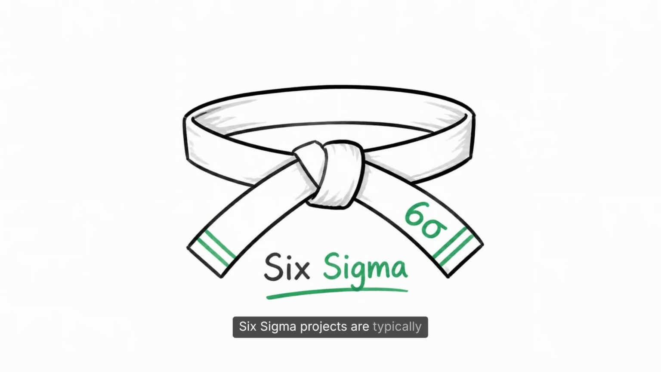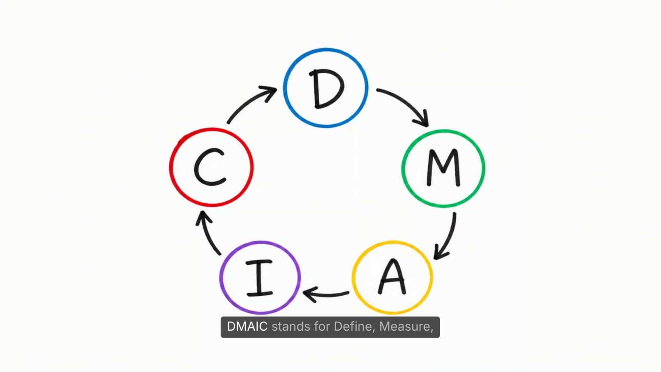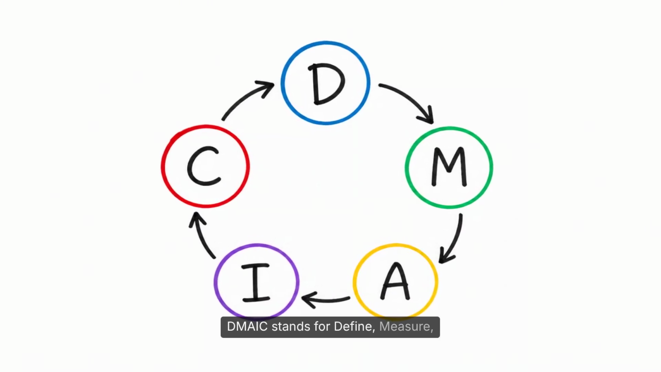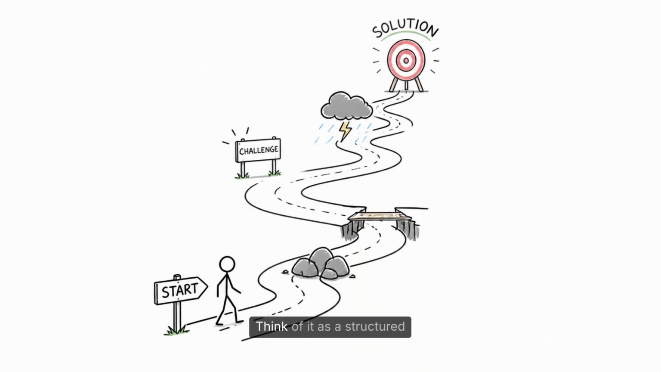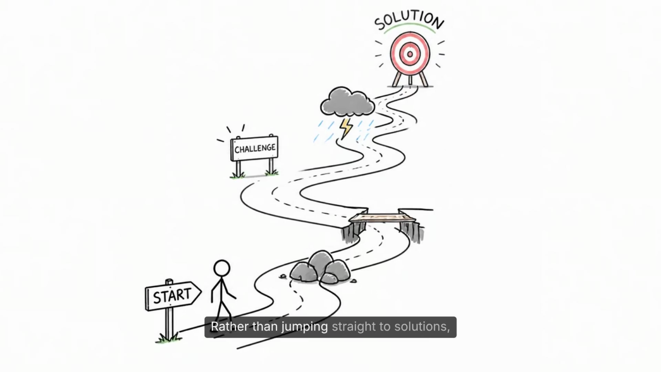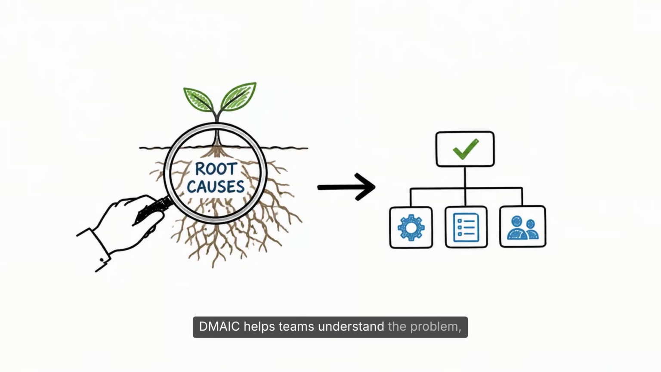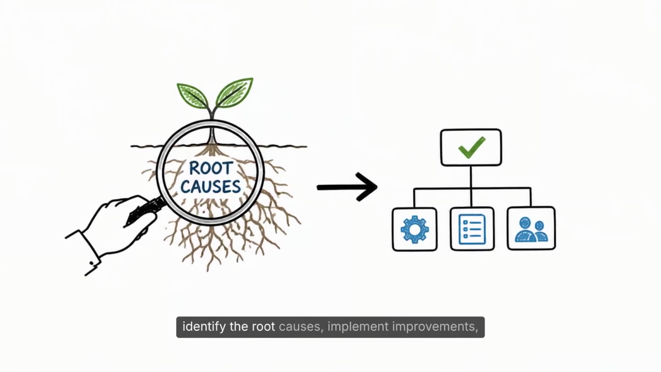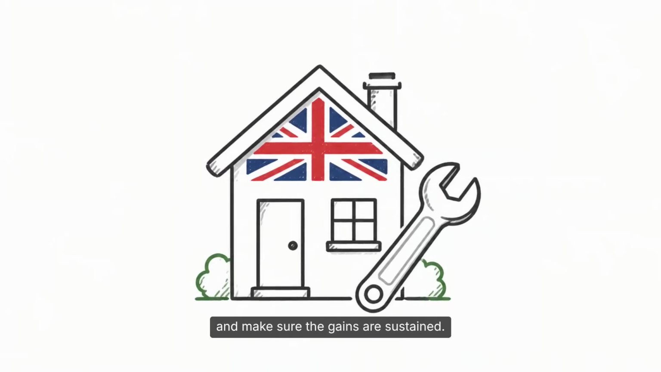Six Sigma projects are typically delivered using the DMAIC framework. DMAIC stands for Define, Measure, Analyze, Improve, and Control. Think of it as a structured roadmap for solving problems. Rather than jumping straight to solutions, DMAIC helps teams understand the problem, identify the root causes, implement improvements, and make sure the gains are sustained.